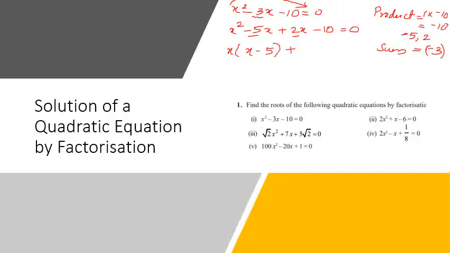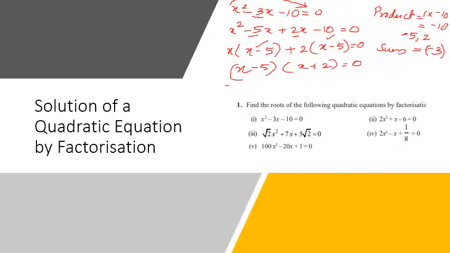Plus here, common is 2. You can take 2 outside. Then you get x minus 5 is equal to 0. So x minus 5 is common in both, both here, x minus 5, x minus 5. So we'll take out x minus 5. Remaining is x plus 2, that is equal to 0. x minus 5 into x plus 2 is equal to 0.